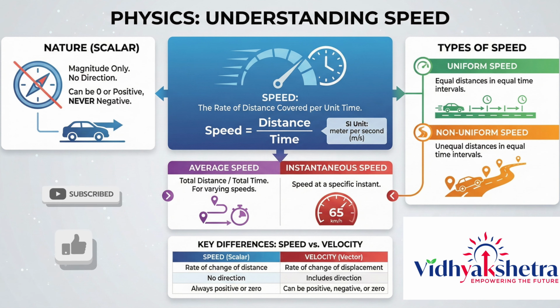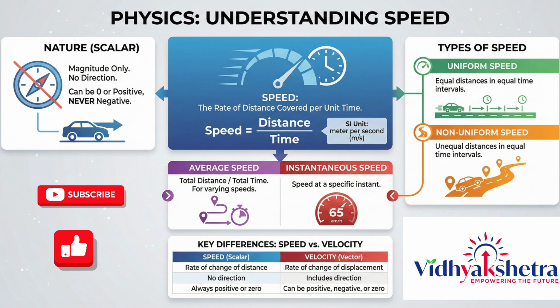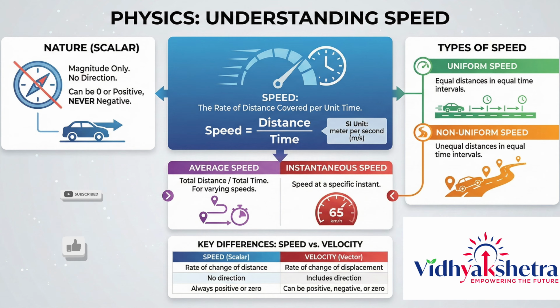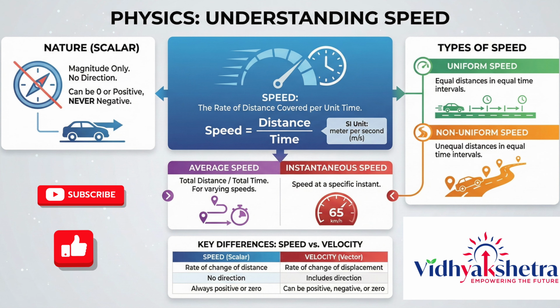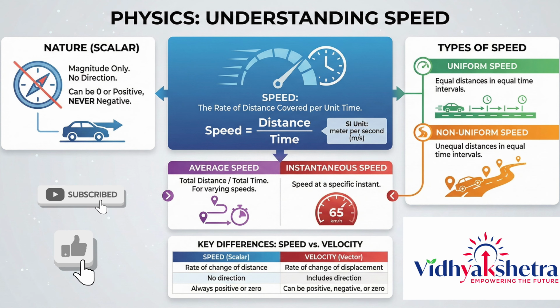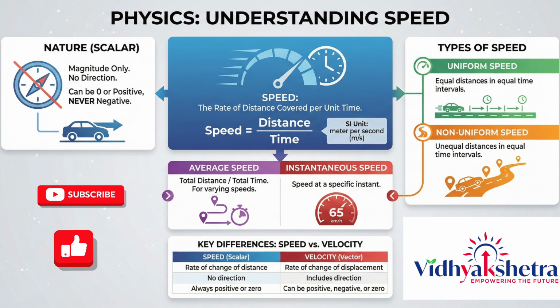Special cases of speed. Zero speed. When an object is at rest, its speed is zero. Even if it traveled earlier, at the moment it stops, its speed becomes zero. Speed in circular motion. In circular motion, speed may remain constant, but the direction of motion keeps changing. This means speed can be constant even when velocity is changing. Speed is never negative. Speed is always positive or zero. It can never be negative because distance traveled is never negative.